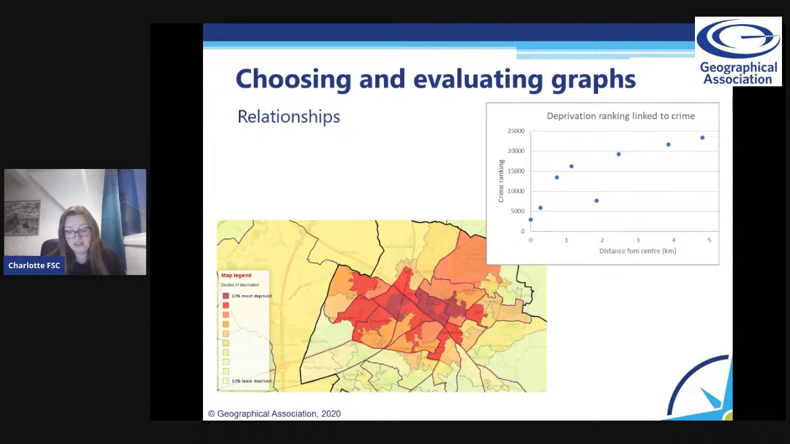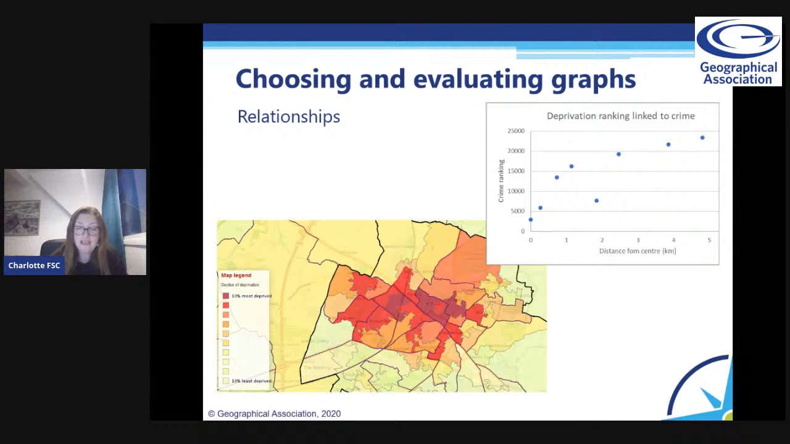Also, a couple of other disadvantages. It's not as precise an interpretation as you might otherwise get. On the scatter graph, we've got the distance against the level of deprivation by ranking, whereas on the choropleth map, because we've had to classify it into groupings, the ranking is given as the deciles of deprivation. So you can only get to the nearest 10% within that.